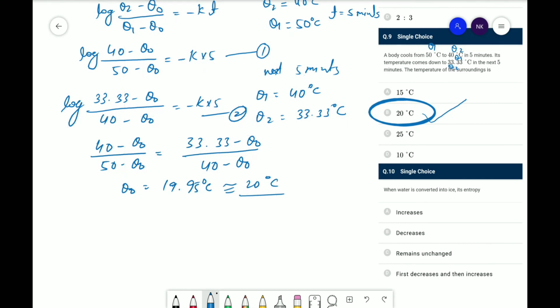In the next question, when water is converted into ice, its entropy. Entropy is a measure of disorder. So if you are going from water to ice, then disorder decreases. If disorder is decreasing, entropy is also decreasing. Hence the correct answer is B.